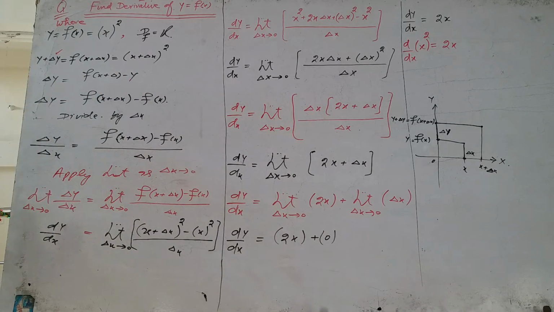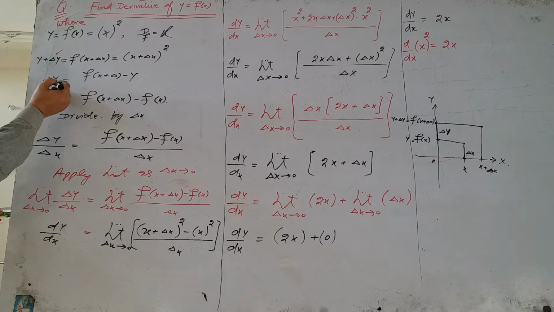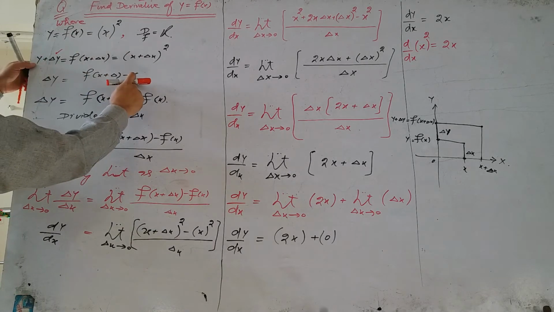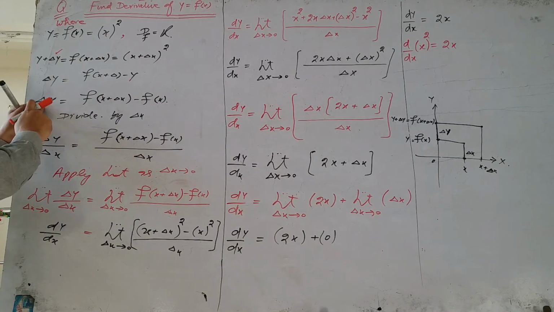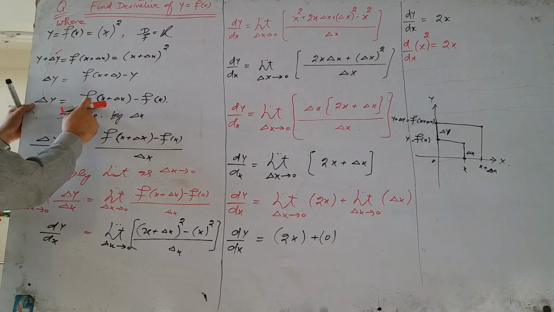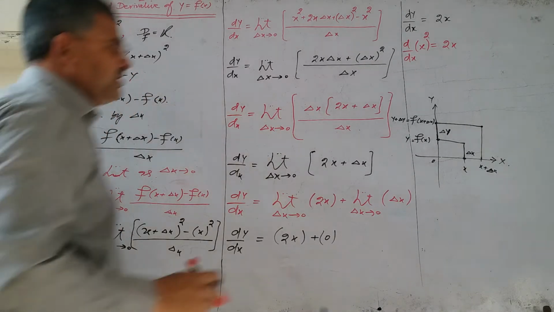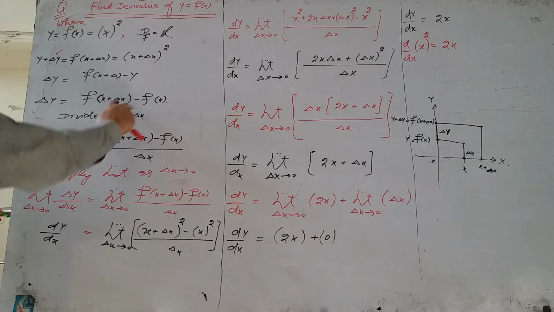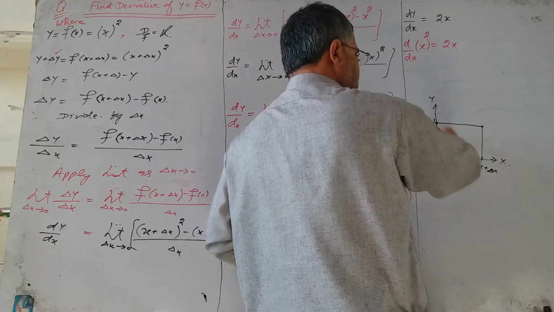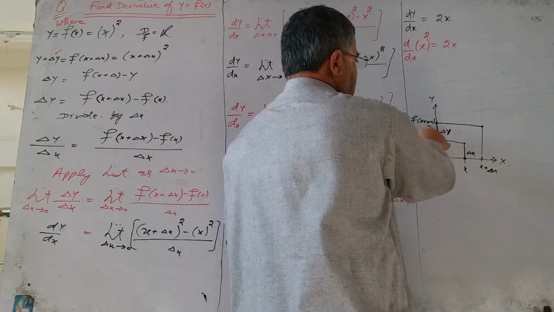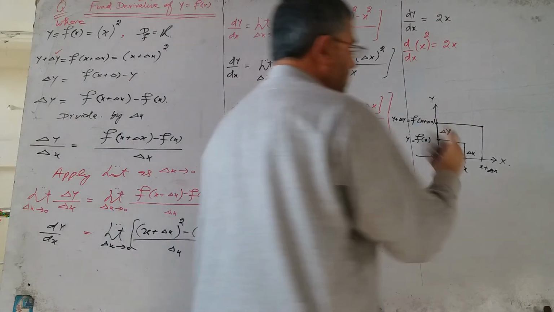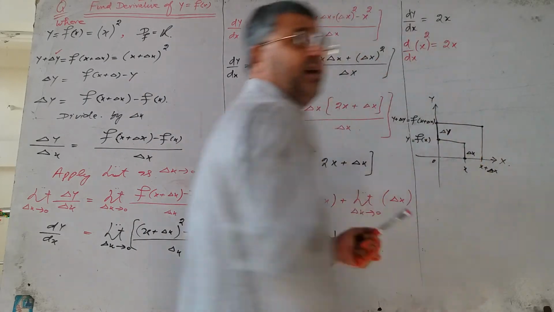When we replace x by x plus del x, this point is measured from x plus del x whole square, and we have to calculate the change in the dependent variable. The change in the dependent variable is del y is equal to f of x plus del x minus y, or can also be written in the form del y is equal to f of x plus del x minus f of x, since y is also denoted by f of x. This is the change in the dependent variable, and it is due to the change in the independent variable.